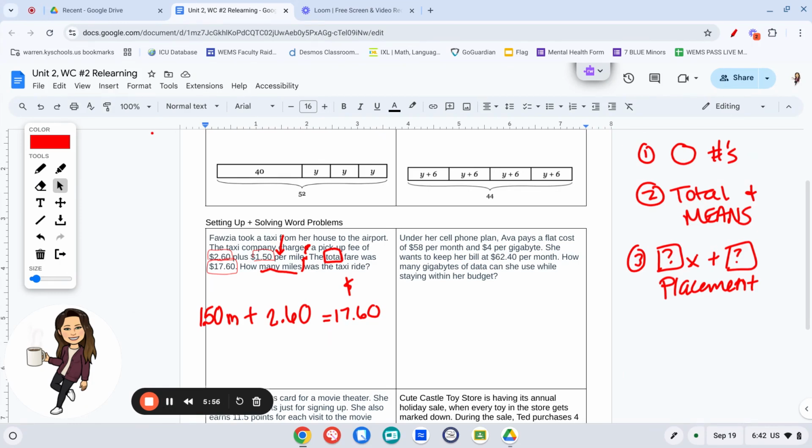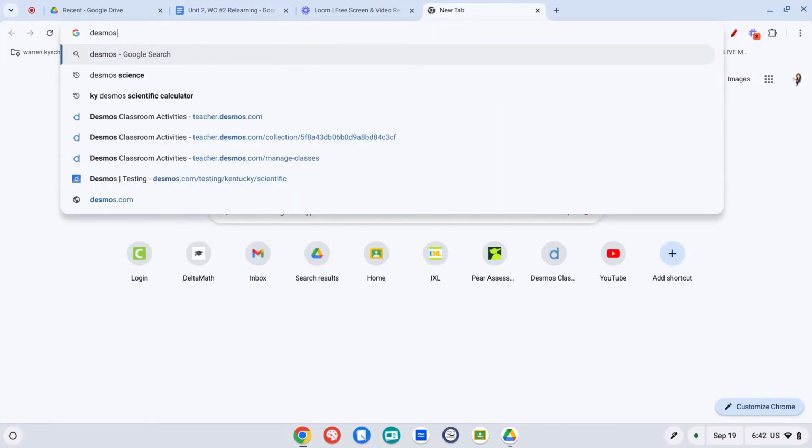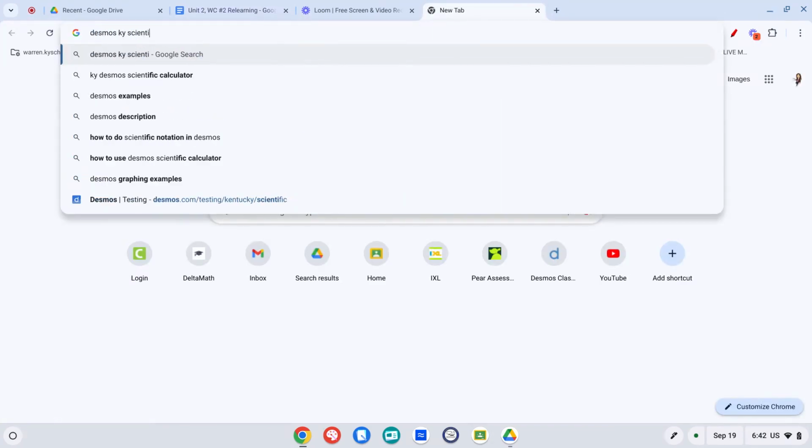All right, so now we have our placement, and we're just going to solve it. So pick up your calculator, guys. I cannot stress enough: Desmos, KY, Scientific.